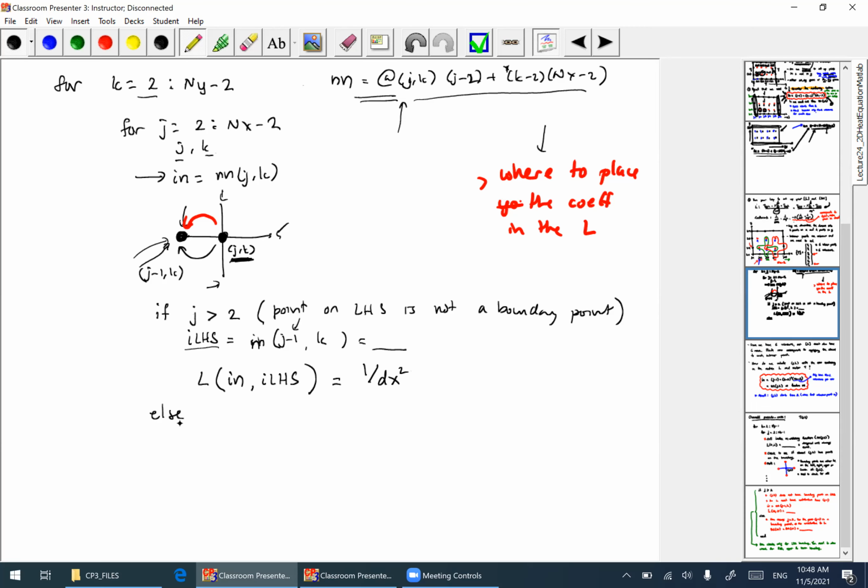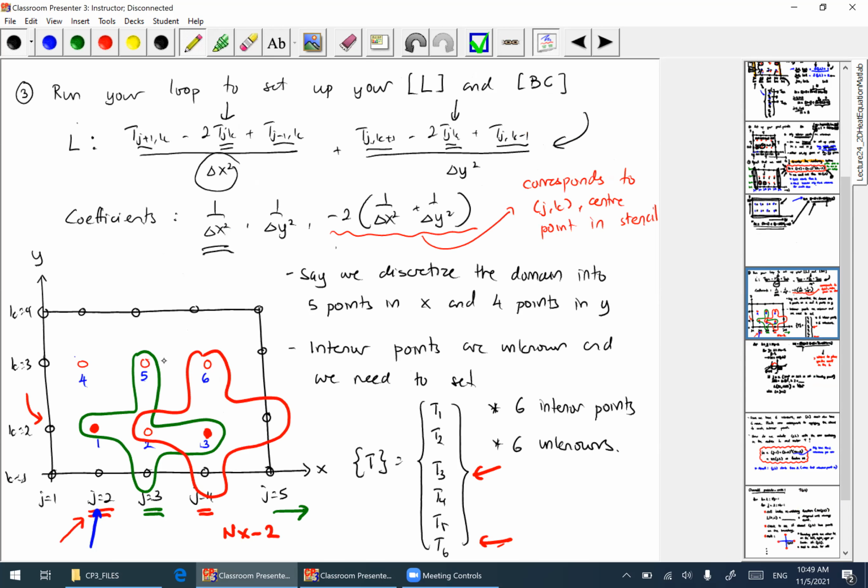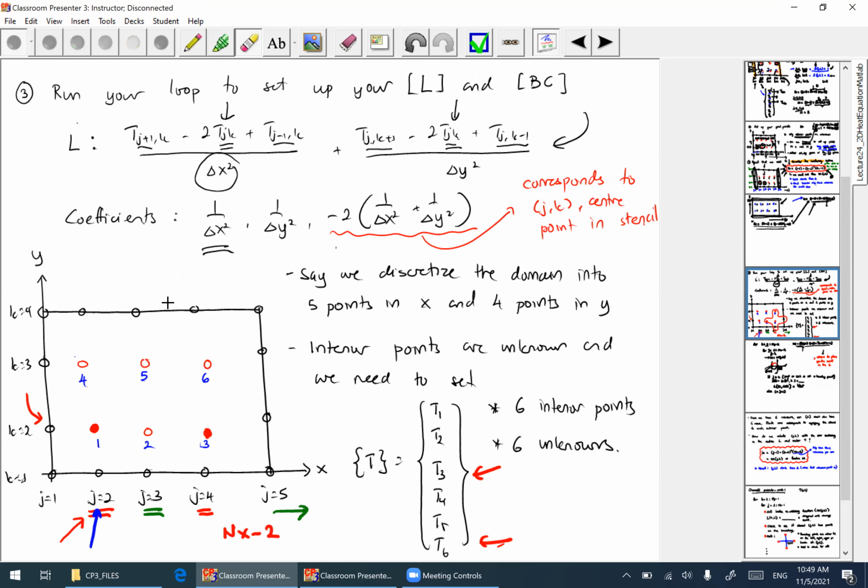Else, what do you have? So if j is greater than 2, the only point where it is not is when j is equal to 2. Okay, so this will be the case when j is equal to 2. So when j is equal to 2, what do we have? When j is equal to 2, you're basically placing a stencil here. So don't refer to this, okay? This is the node numbering. J equals 2 is here. So when you place a j equals 2 here, what do you have on the left-hand side? The left-hand side is now a boundary condition.